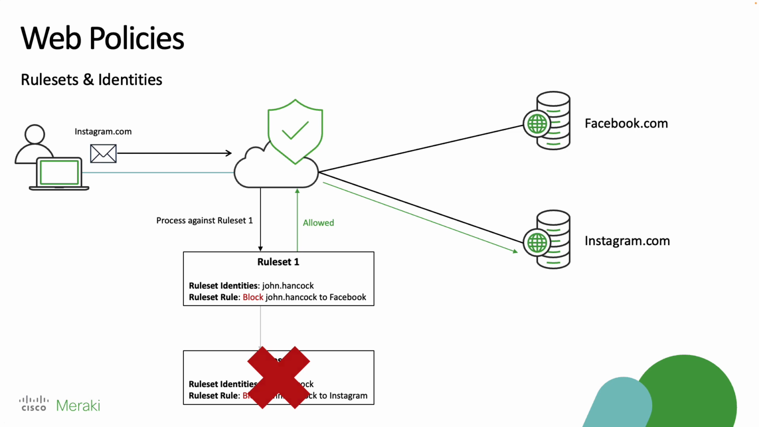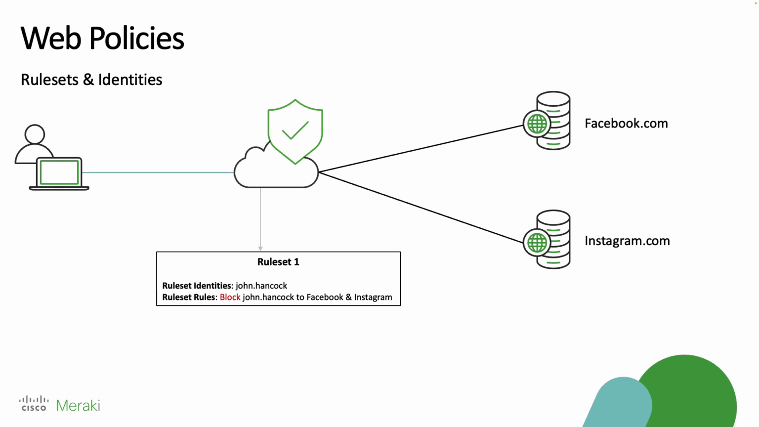If we wanted to amend this to block John from both Facebook and Instagram, we can either include both Facebook and Instagram in the same rule, or you could have individual rule set rules to block Facebook and Instagram separately.